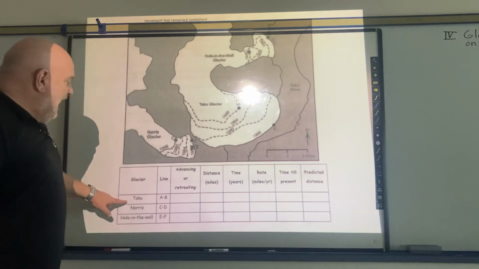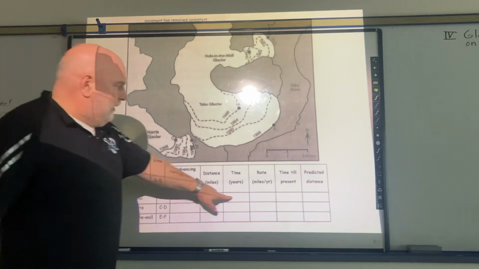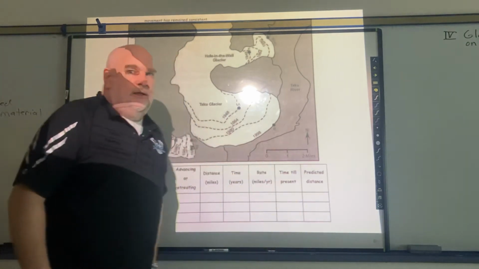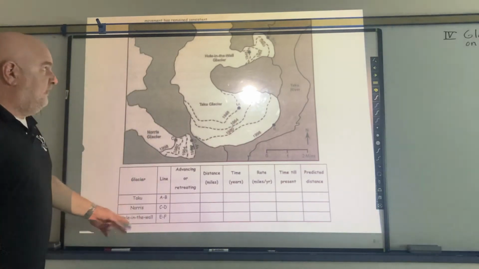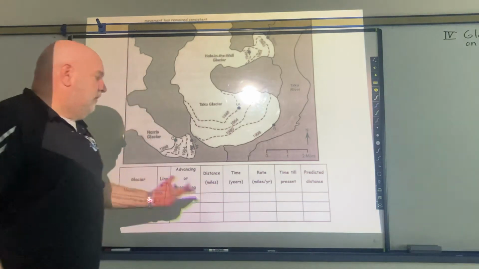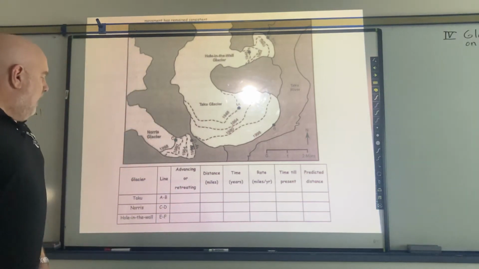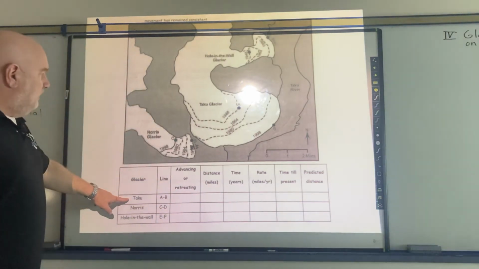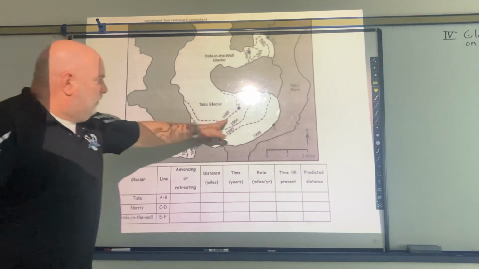So I'm going to do the Shymkiw Glacier all the way through to show you how to do it. And then the other 2 glaciers, it's the same procedure as I'm going to do here, but it's just for the other glaciers. All right, so the Shymkiw Glacier, the big one in the middle right here.